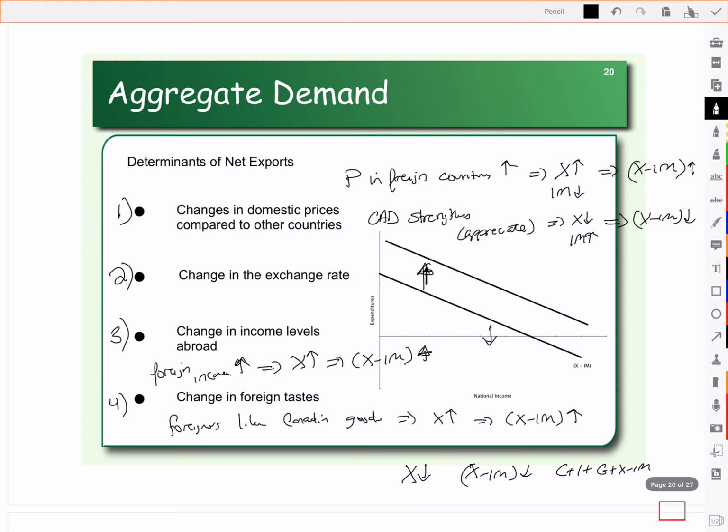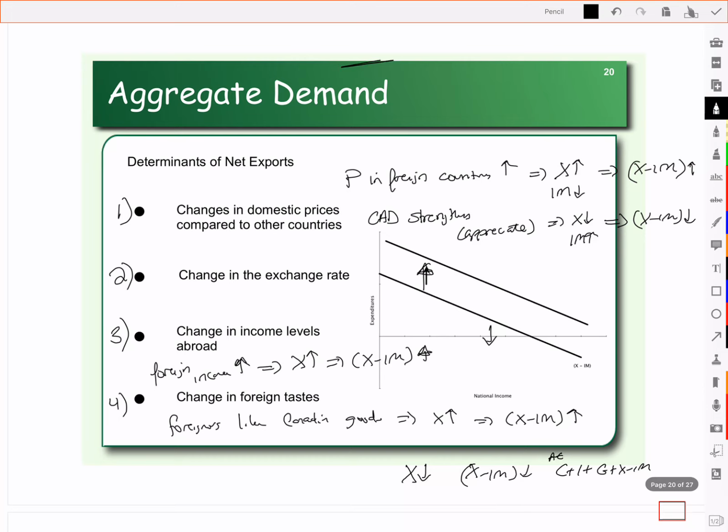And if that decrease in exports, because people don't want their products, is enough, it can actually change spending in the economy, and it can have an impact on the size of the economy. So if foreigners like your goods, then exports will increase. If foreigners don't like your goods, then exports and net exports will decrease.